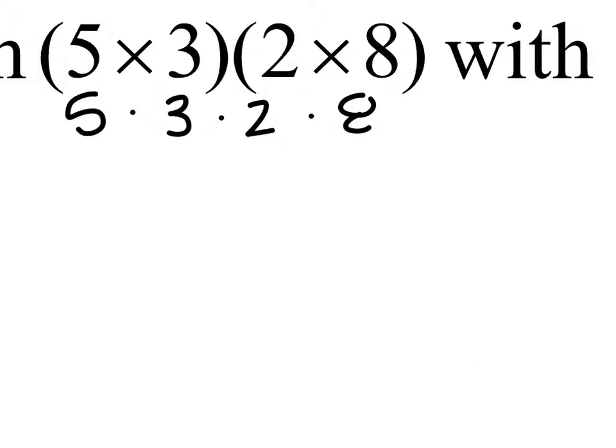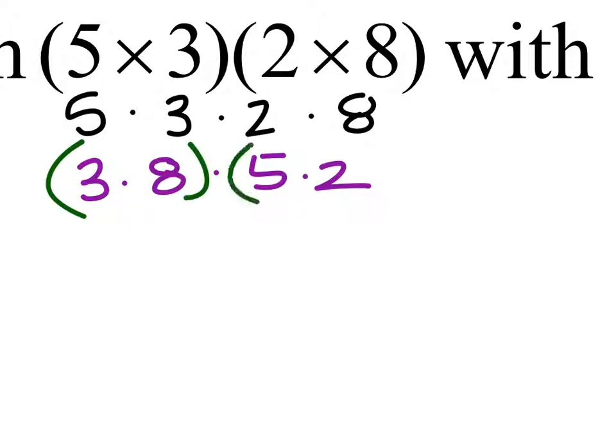But since it's all multiplication, I can rearrange these, which is the commutative property of multiplication. So I can make this 3 times 8 times 5 times 2. And then I can reassociate these. So that's the associative property, like these.